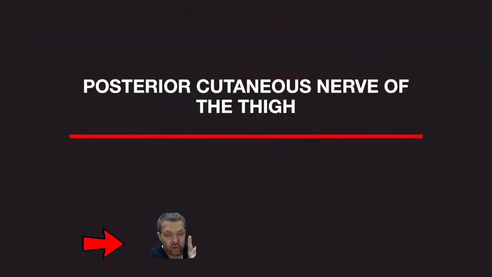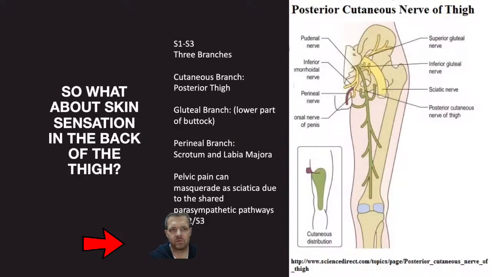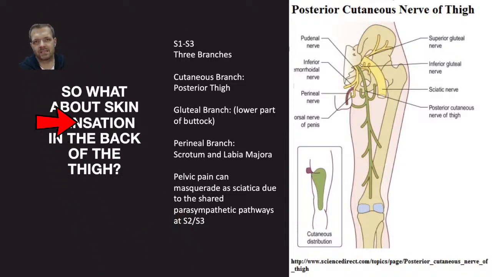Okay, so I'm going to go through this and then we'll have a look at a video. So we've got the posterior cutaneous nerve of the thigh. This is where the back of your thigh gets its sensation from. So not the sciatic nerve, remember we said that before, but this one. So what about skin sensation in the back of the thigh? Obviously it's not the sciatic nerve that does that.